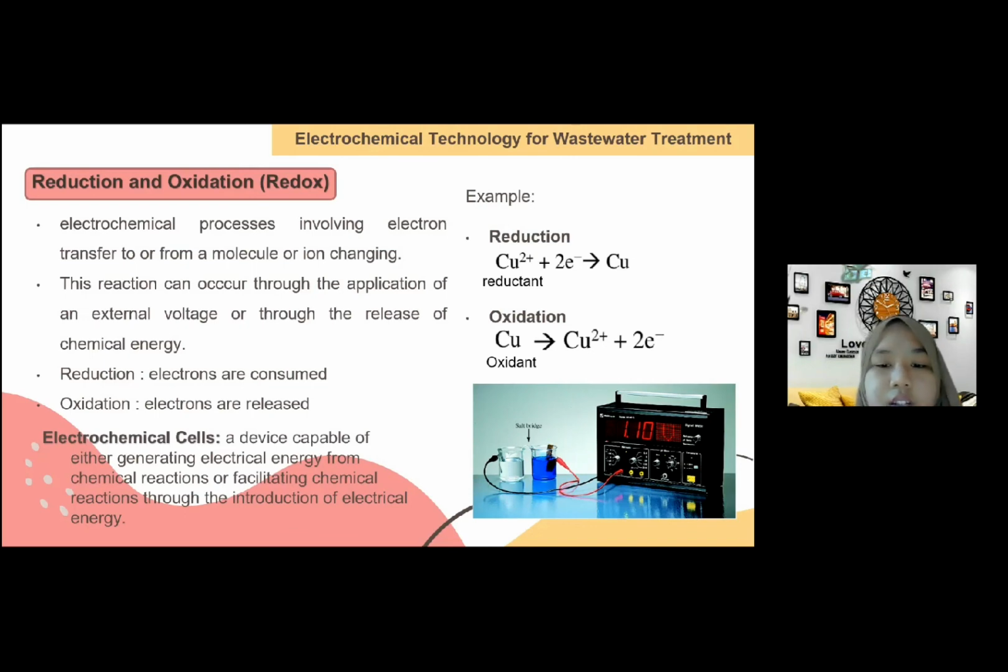For example, for reduction, we can see the reaction Cu2+ plus 2 electrons produces Cu, where Cu2+ is the oxidant. For oxidation, Cu produces Cu2+ plus 2 electrons, where Cu is the reductant. Next.